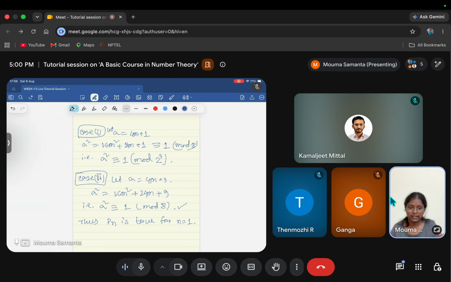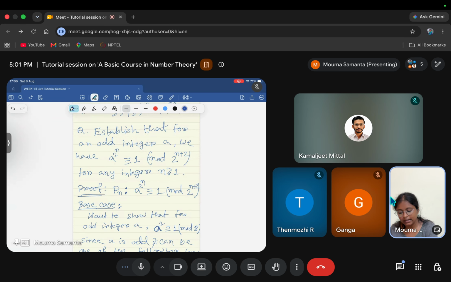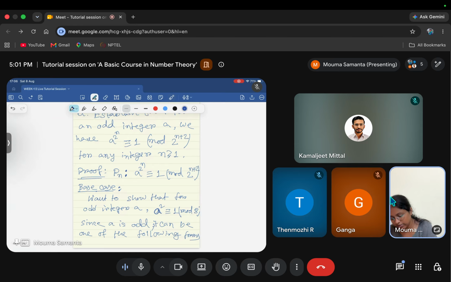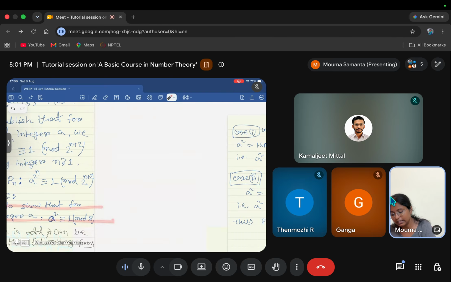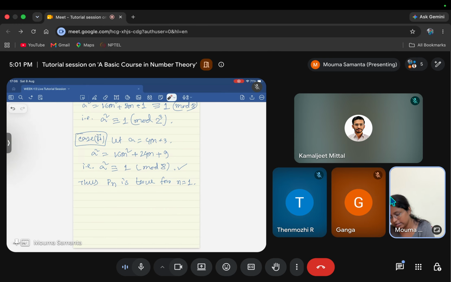So we are done in that base case, that is when A is an odd integer, then A square is congruent to 1 mod 2 power 3. So base case is done. This was the condition we tried to show, and we have shown this condition in these 2 cases, case 1 and this case 2. So base case is done. Now next step is induction step.